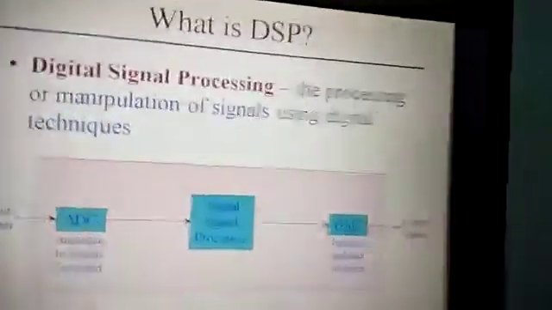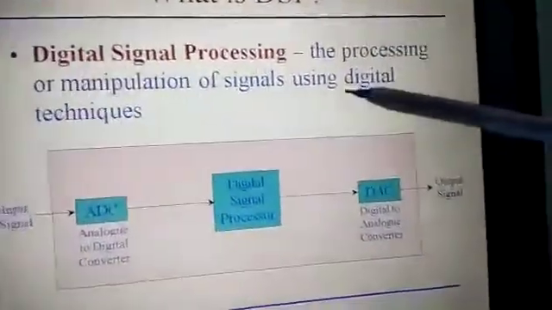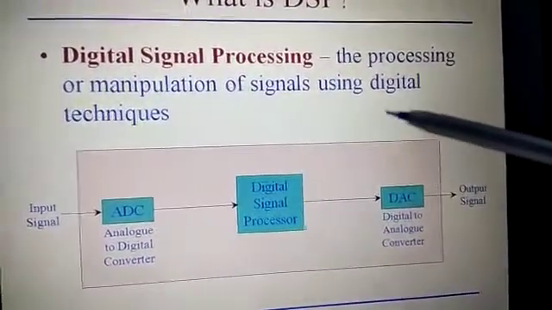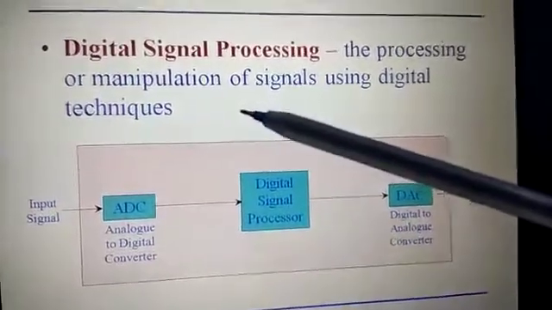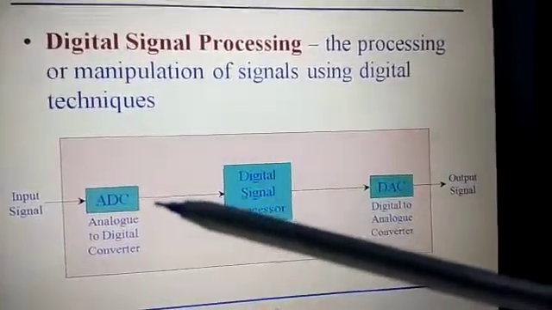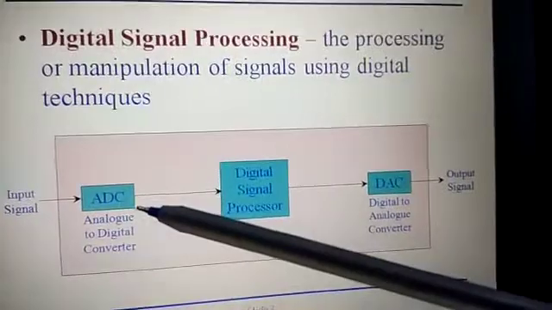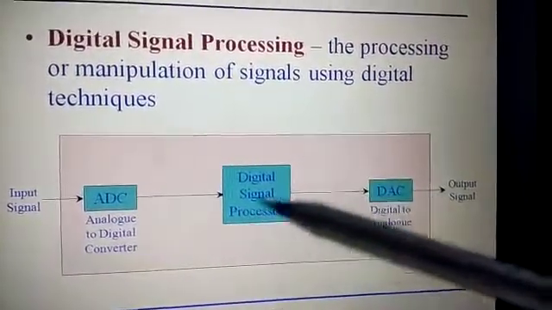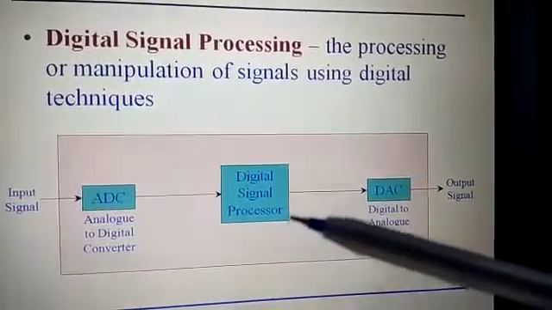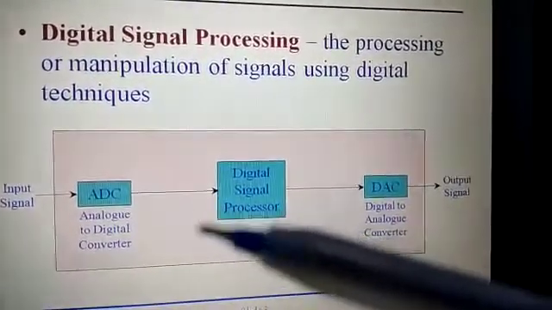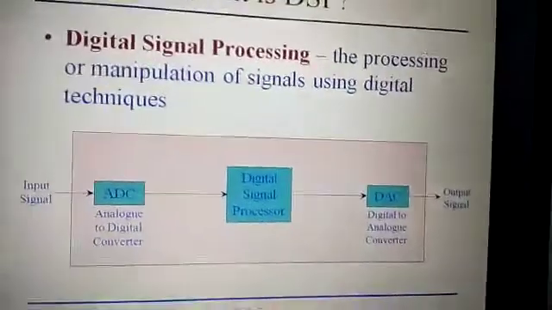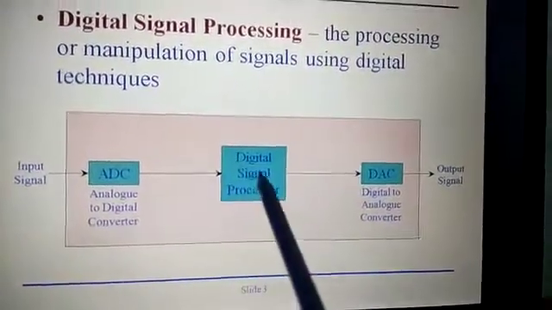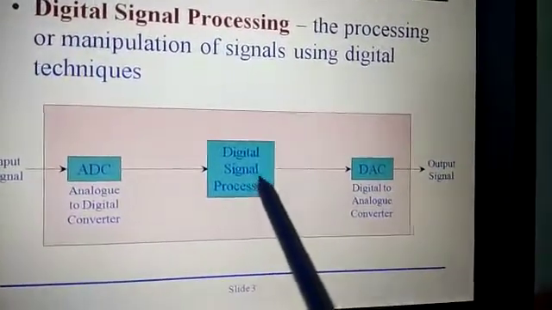First of all, I will tell you what DSP is. Digital signal processing is the processing or manipulation of signals using digital techniques. In broad terms, DSP uses an A to D converter, analog to digital converter, which is the main block of the digital signal processor, where we can process the signals which we obtain here, called discrete signals. And these discrete signals are processed.